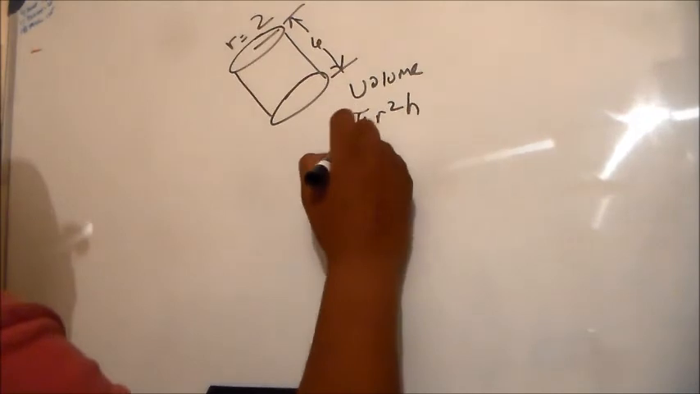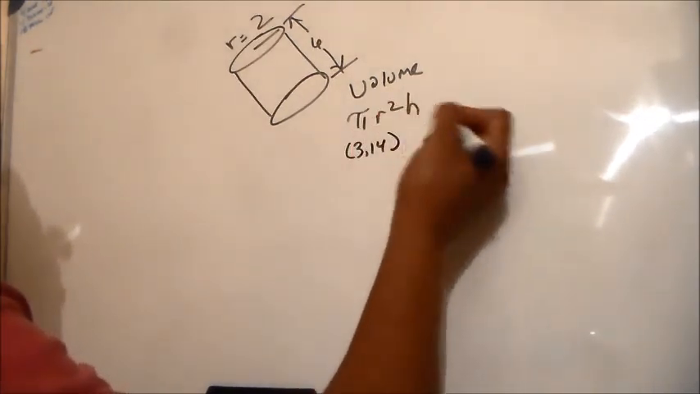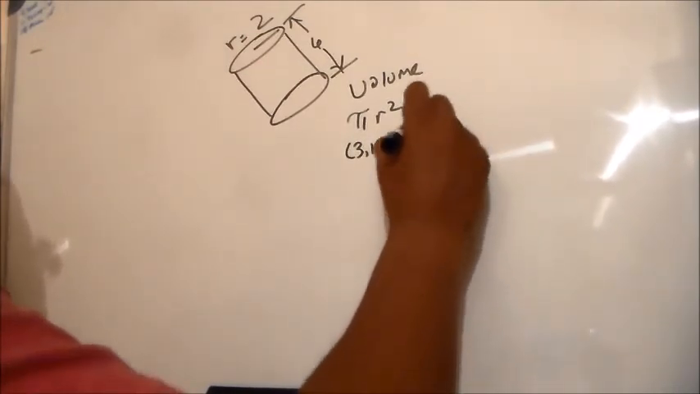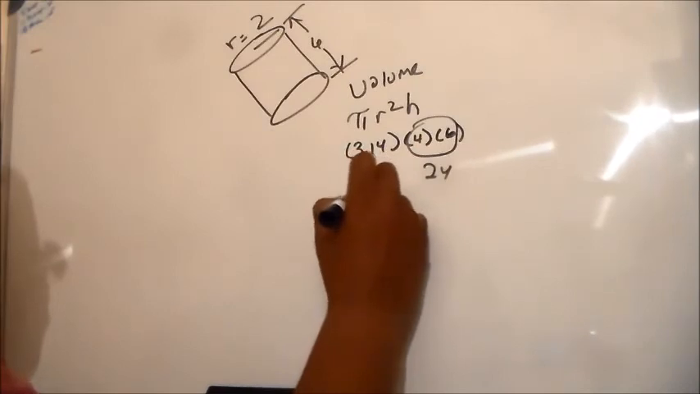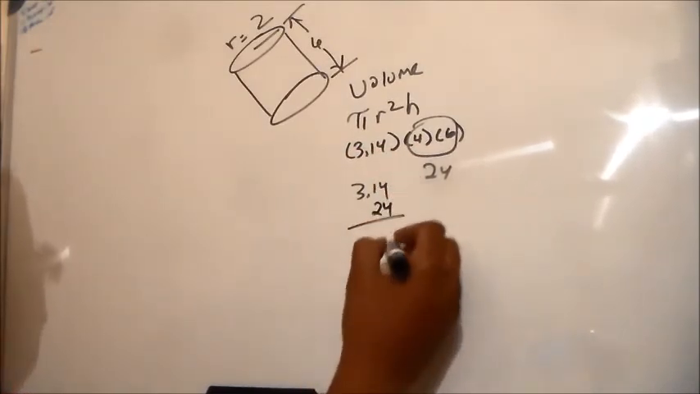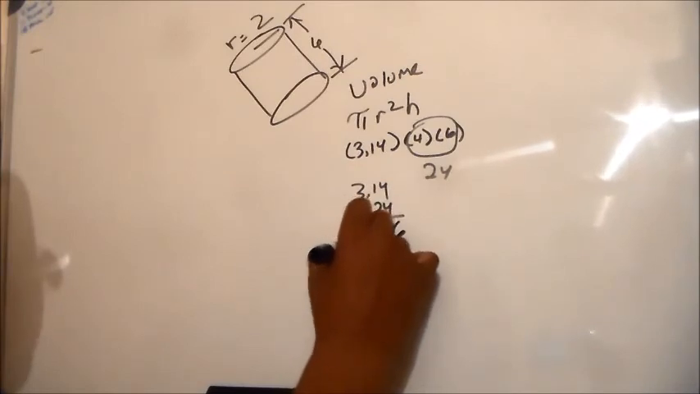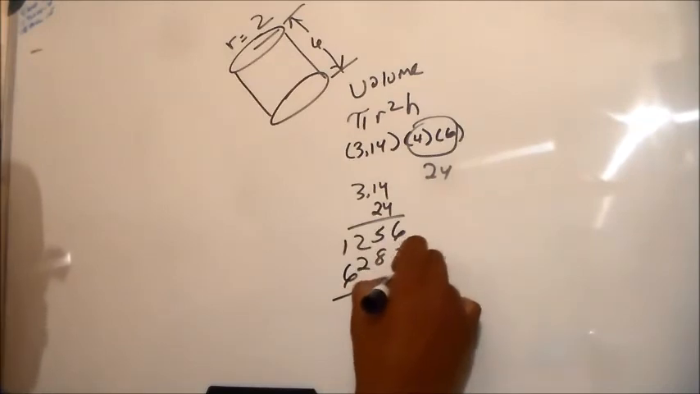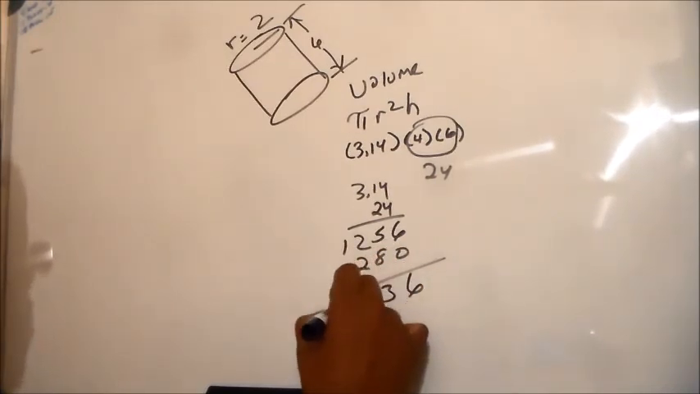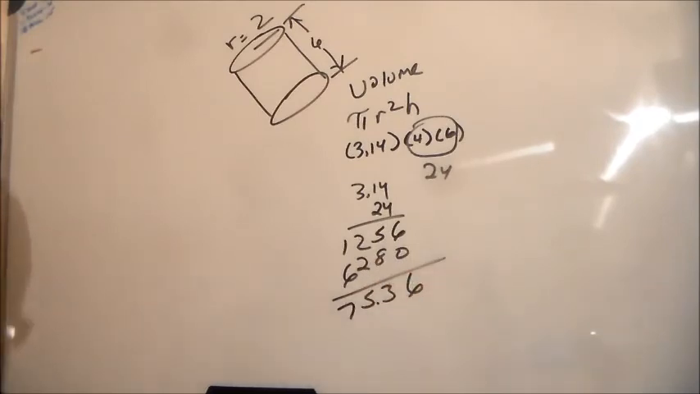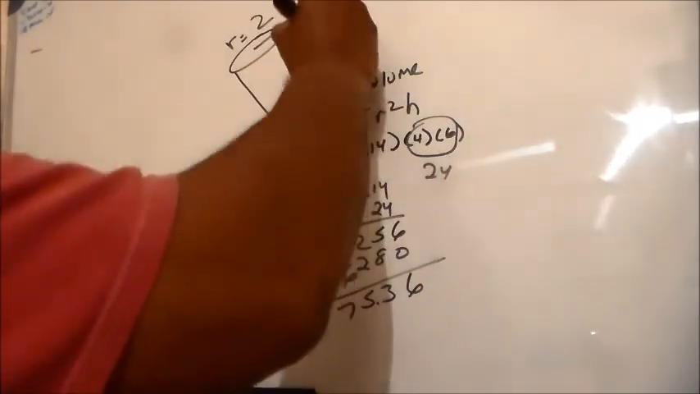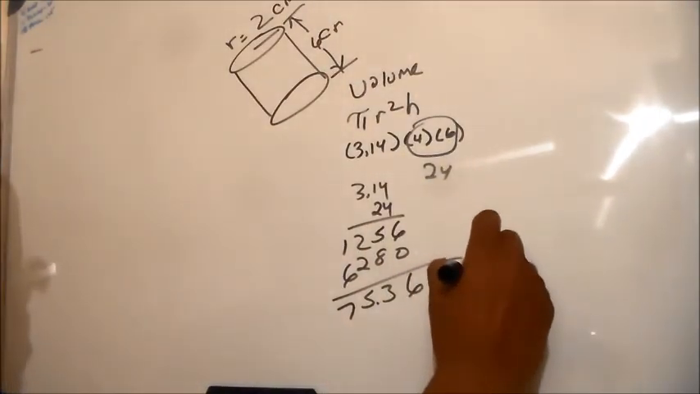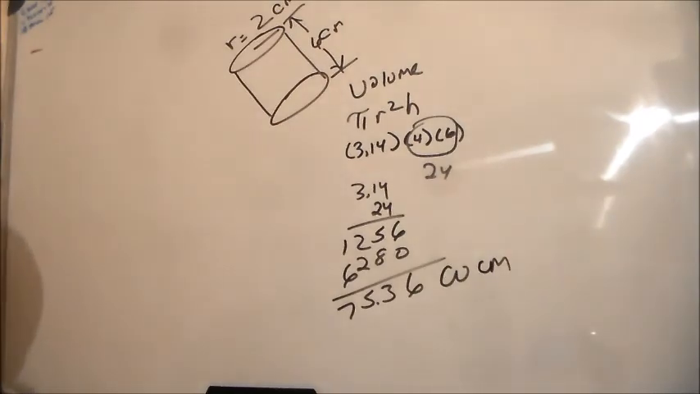So 3.14 times radius squared, which is 2 squared, 4, times height 6. This is 24, so 3.14 times 24, and that comes out to 75.36. And again, I forgot to put the labels, the units, but the units are going to be cubic centimeters.